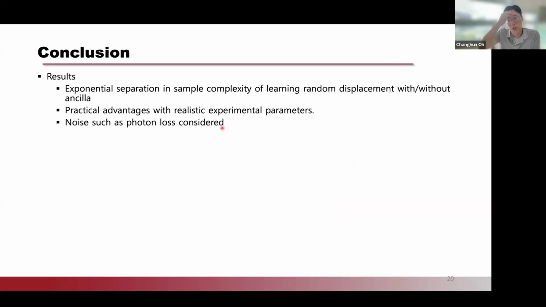Okay, so this is it. Let me just conclude. We have shown an exponential separation in the sample complexity of learning a bosonic channel, more specifically a random displacement channel, with and without an ancilla. And as we showed with some realistic parameters like loss and squeezing parameter, this practical exponential advantage can be achieved.